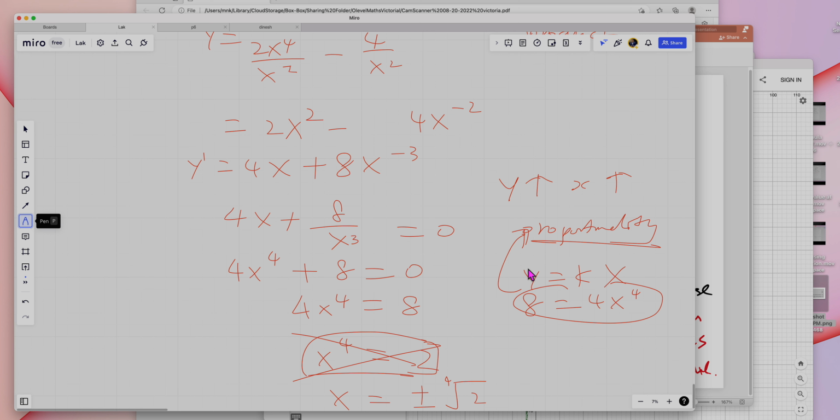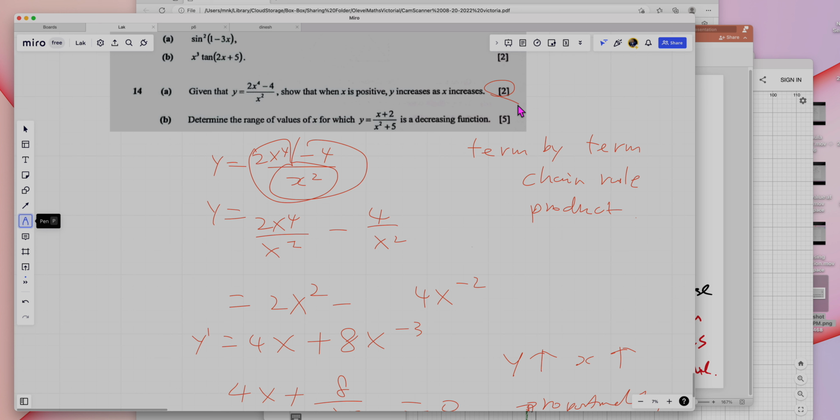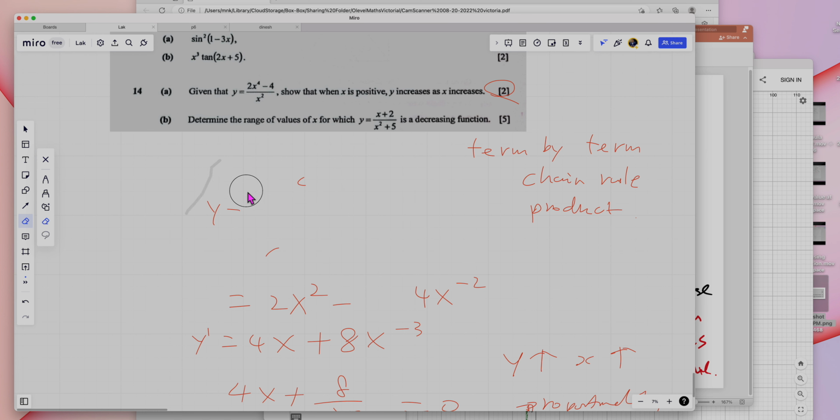So that's how you get this part, 2 marks. Basically, it matches the proportionality y equals kx formula. Okay. Then it says determine the range of values for which the function is a decreasing function. You know what's the meaning of decreasing function?